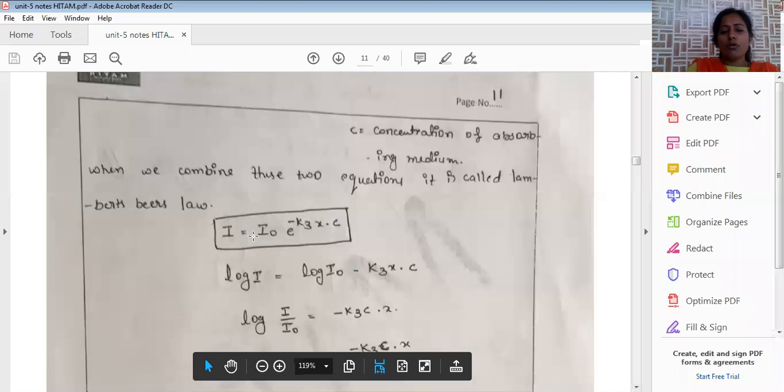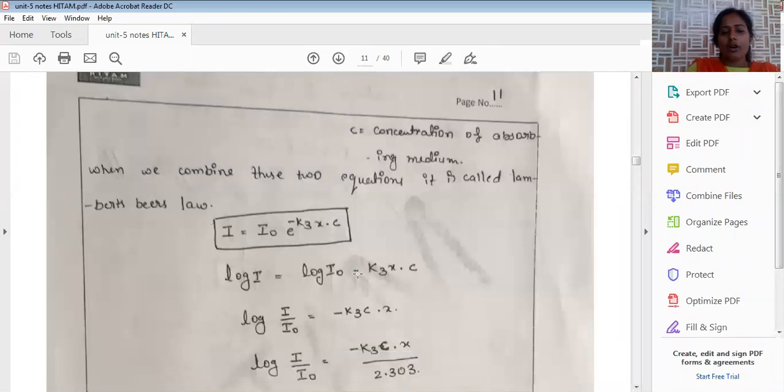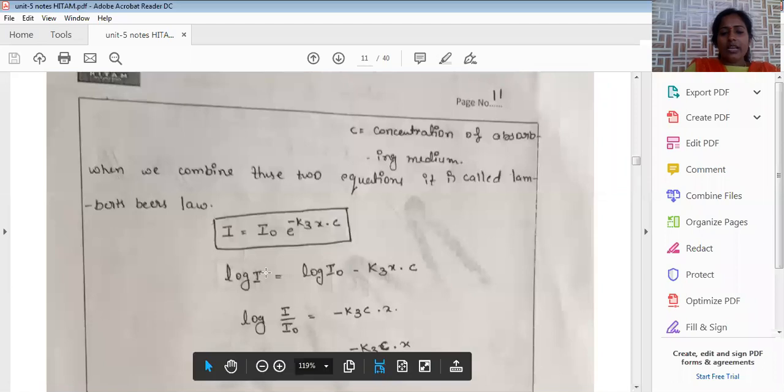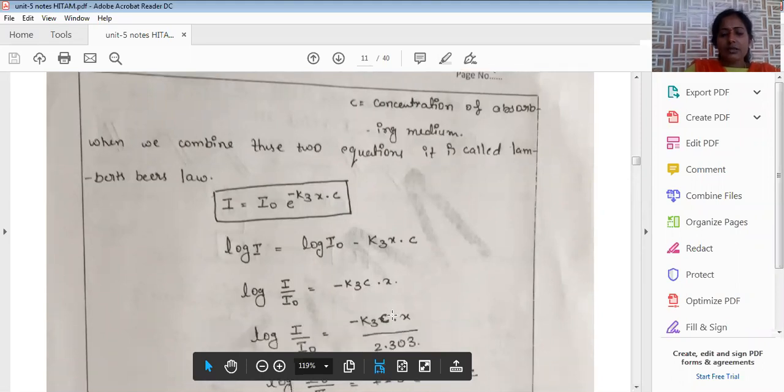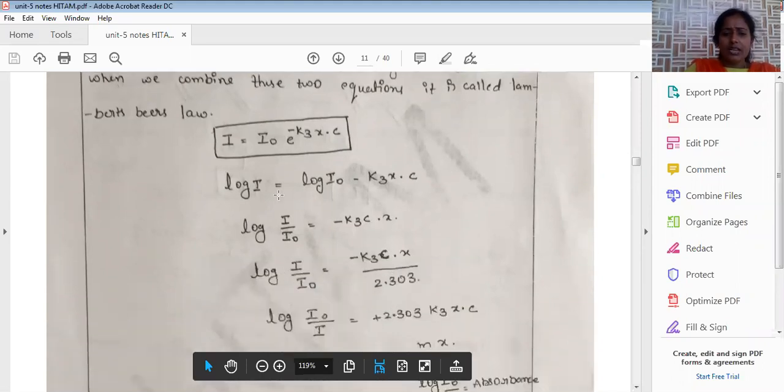Okay, so for both sides we are applying logarithmic values. Log I is equal to log I naught minus k3x into c, since the power comes down. So when we apply log to both sides of this equation, log I is equal to log I naught minus k3x into c. Then when we take the I terms on the same side, log I by I naught is equal to minus k3xc. So this is about the logarithmic form of the given equation.